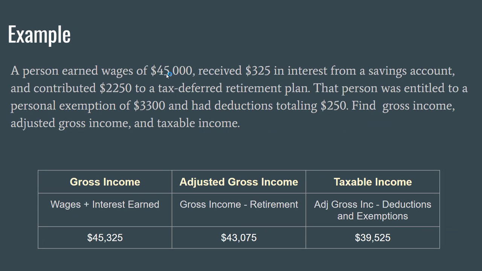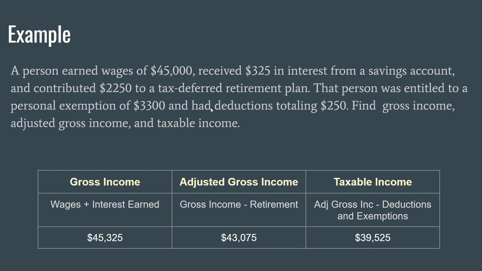This is one of the first examples in this assignment. So suppose that you earn wages, or a person earns wages of $45,000, that would be in a year, and they also receive that year $325 from interest in some types of a savings account. That person over that time paid to their retirement plan $2,250, and that person, when they started to do their taxes, they were entitled to a personal exemption of $3,300.